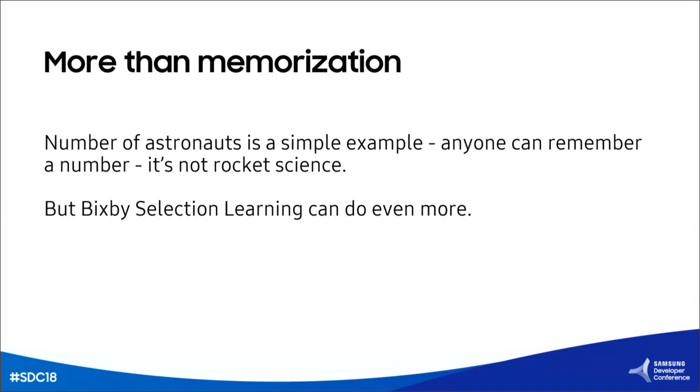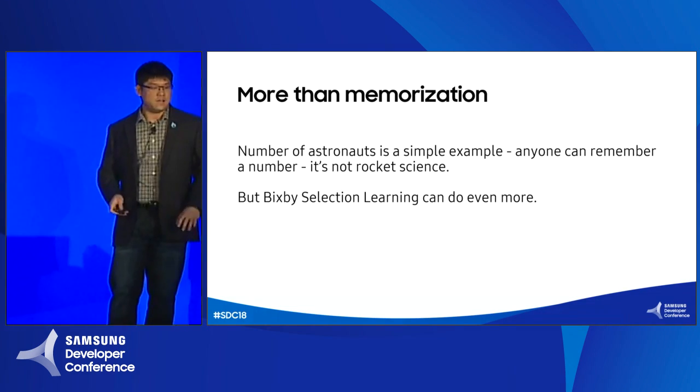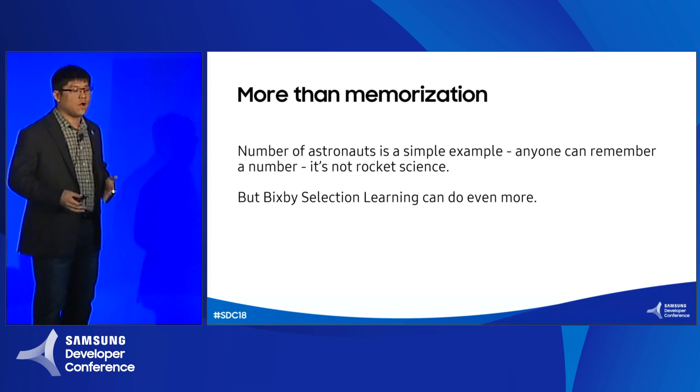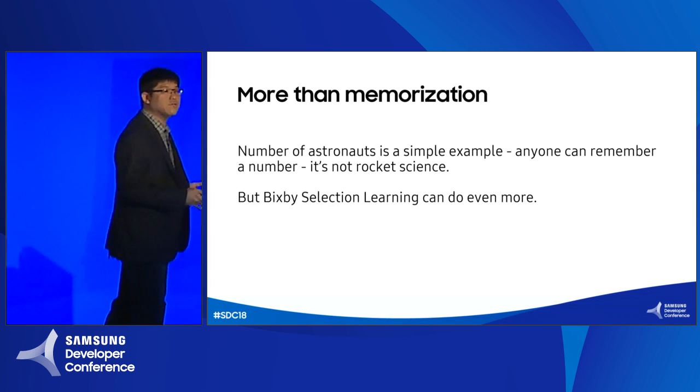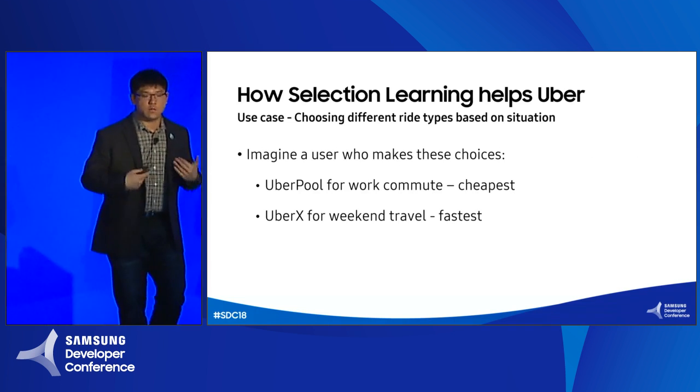So yeah, that seems pretty simple, Alex. Those are just numbers. You can memorize that. Anyone could do that. Yes, the number of astronauts is a simple example. It's not rocket science, but Bixby selection learning can do even more. I want to share with you how selection learning helped me develop Uber.